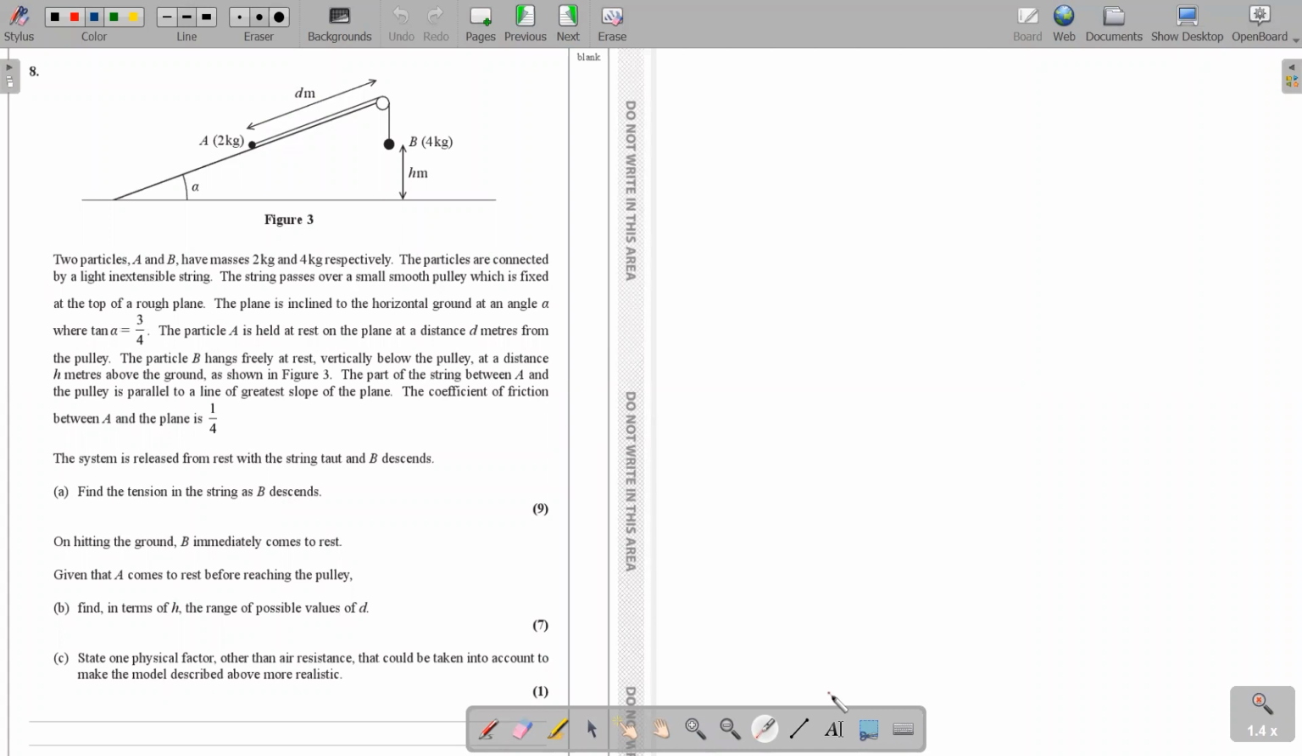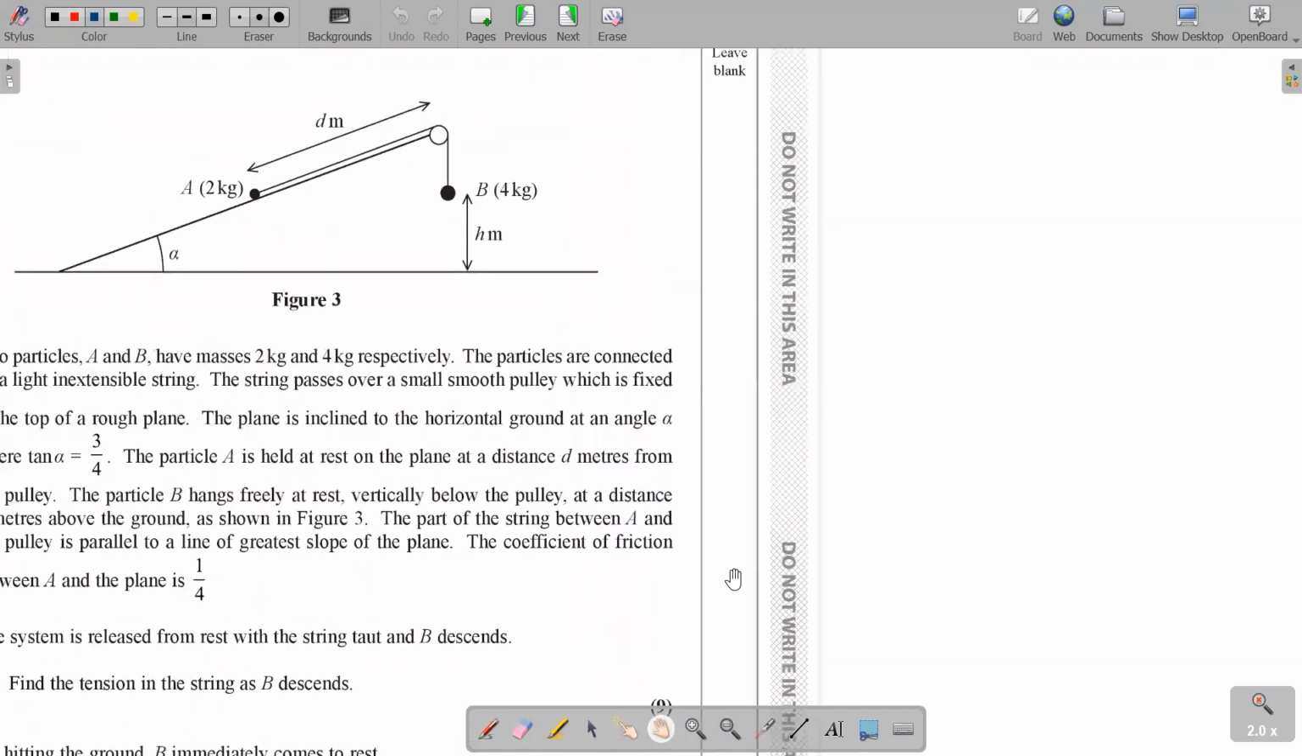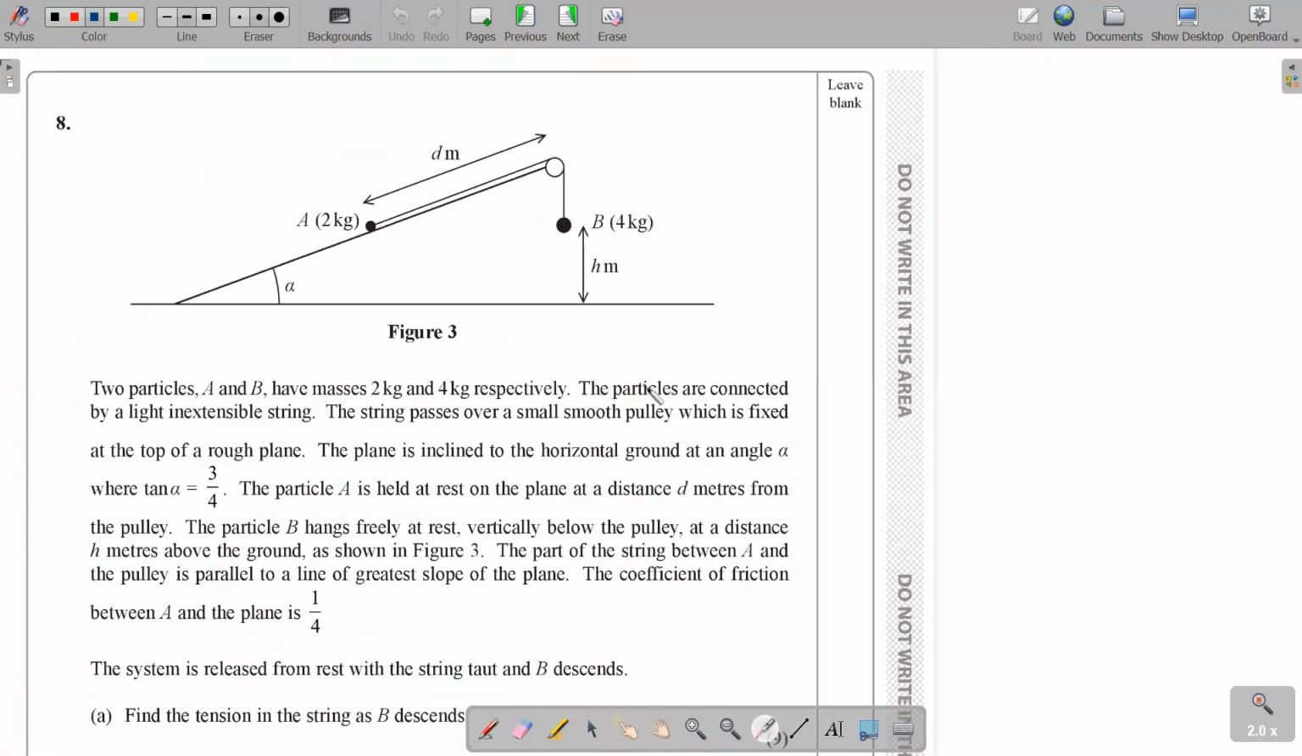Okay, question number 8. Two particles A and B have masses 2 kilograms and 4 kilograms respectively. Then they say here the particles are connected by a light inextensible string. The string passes over a small smooth pulley which is fixed at the top of a rough plane. Okay. So over here we have a rough plane. Okay. I'm just marking it like this.